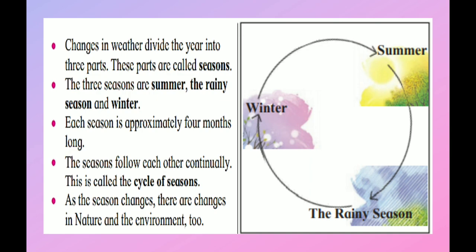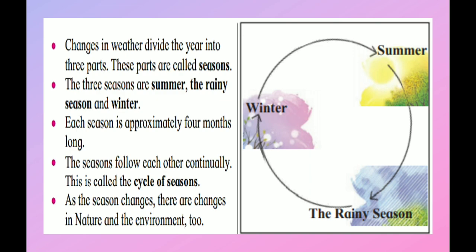Each season is approximately 4 months long. That means every season will prevail for 4 months. And after 4 months are over, the next season will begin. The seasons follow each other continually. This is called the cycle of season. As you can see in the image on the right side of your screen, the exact process happens like this: after summer we get rainy season, after rainy season we experience winter, and after winter summer follows.